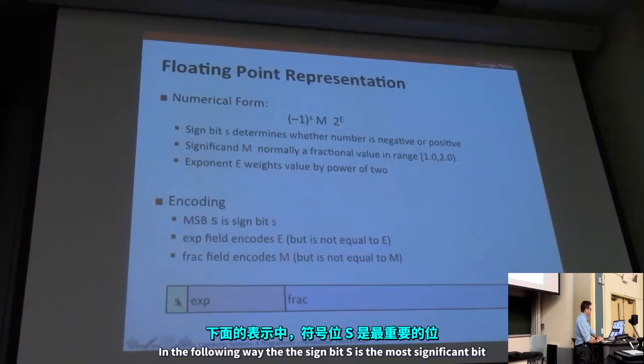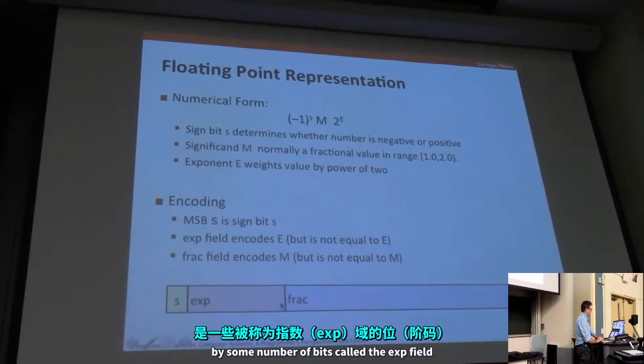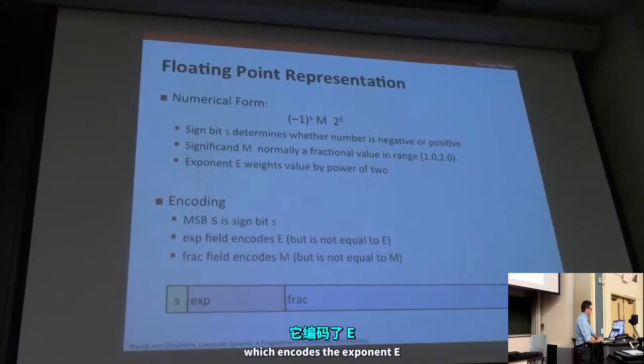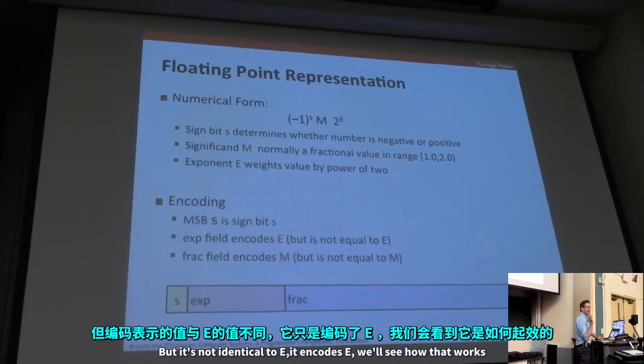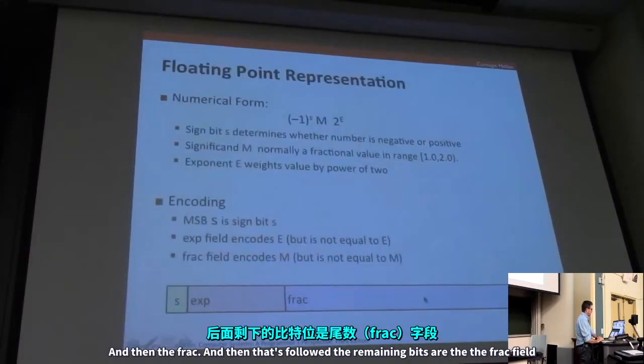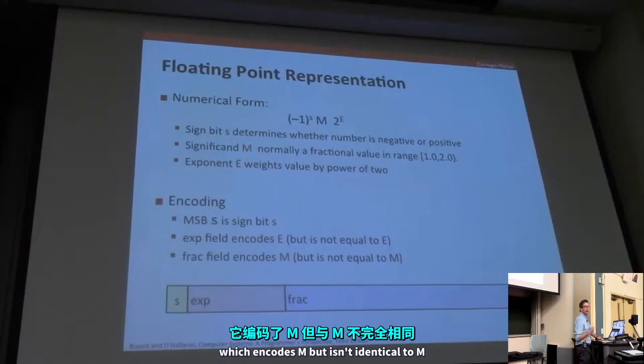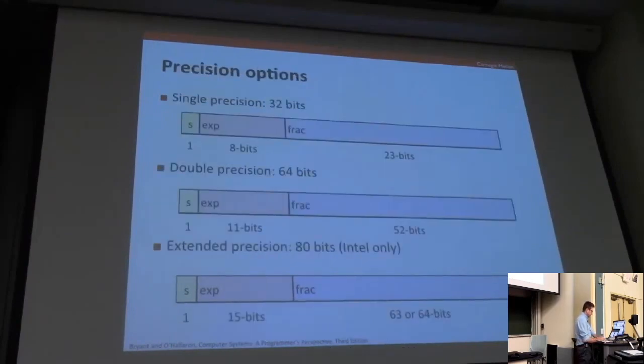The sign bit s is the most significant bit. This is followed by some number of bits called the exp field, which encodes the exponent e, but it's not identical to e. It encodes e, and we'll see how that works. The remaining bits are the frac field, which encodes m, but isn't identical to m.